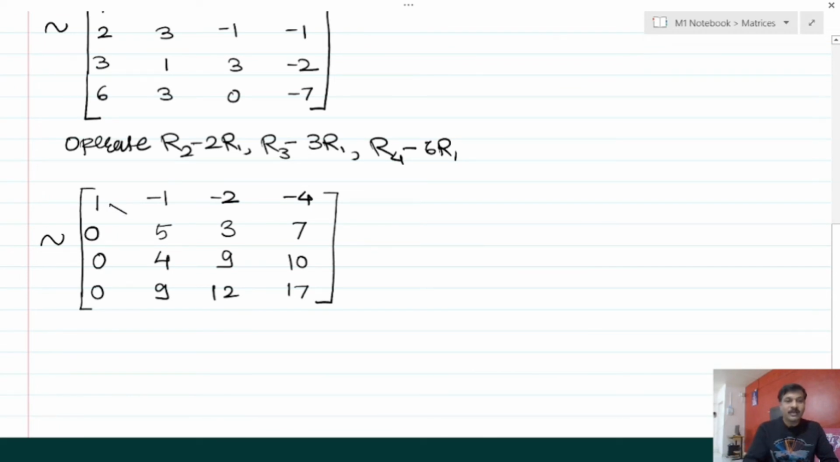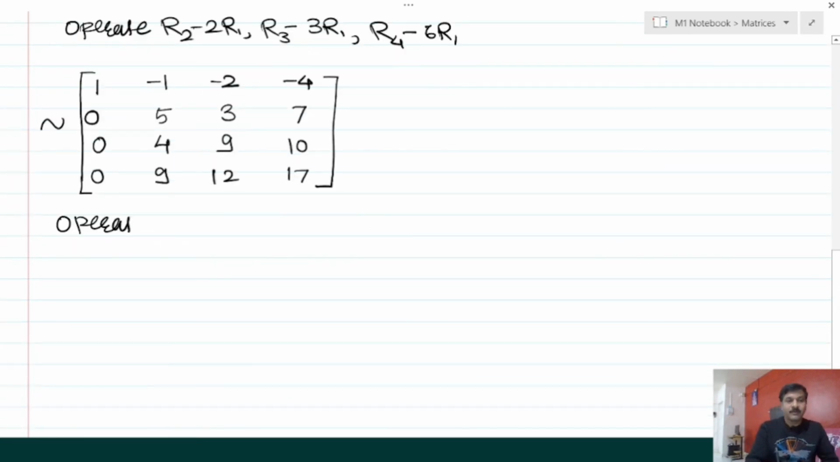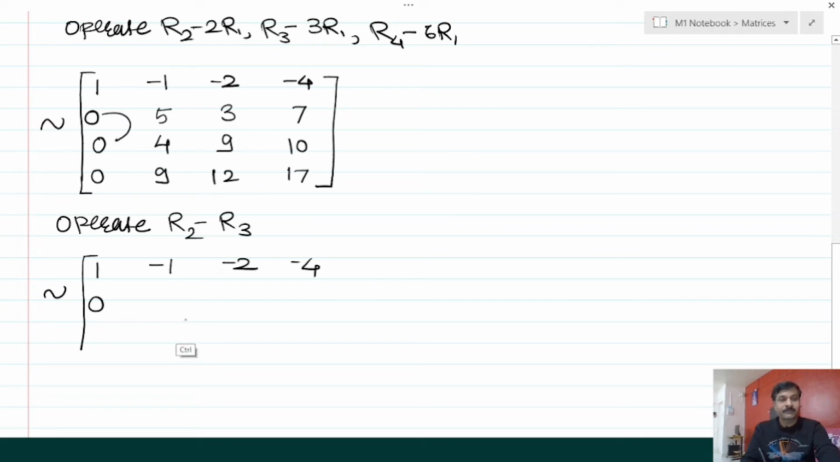Now at diagonal position, see here, diagonal position we want 1 by using a row transformation, but don't use first row. Operate R2 minus R3. So that is why I am getting here first row as it is 1 minus 1 minus 2 minus 4. Second row 0 minus 0. See there, R2 minus R3. Here 5 minus 4. Here 3 minus 9 and 7 minus 10.